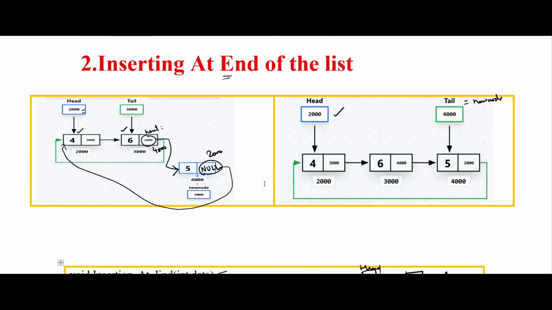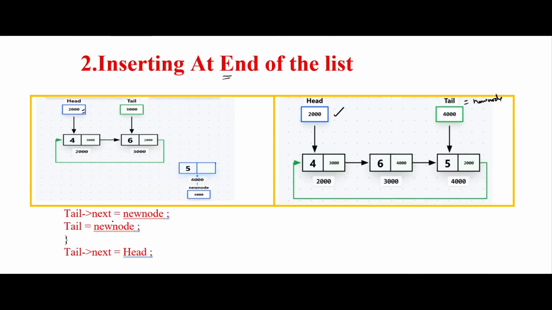Suppose the list contains elements, what is this? Tail's next is equal to new node. Who is tail? This is tail. Tail's next, this part, equal to new node. New node is 4000, so that it gives connection to here. Okay, and here previously null will be there. First step is assigned. Second step, tail equal to new node.